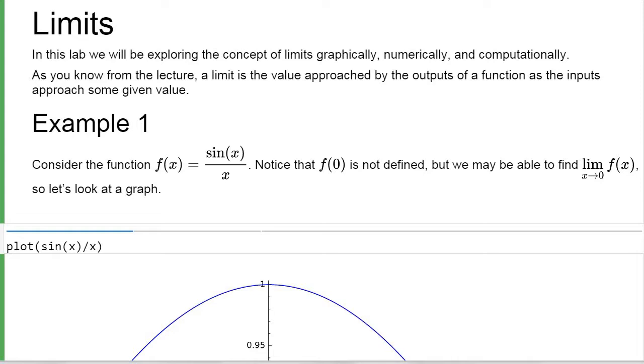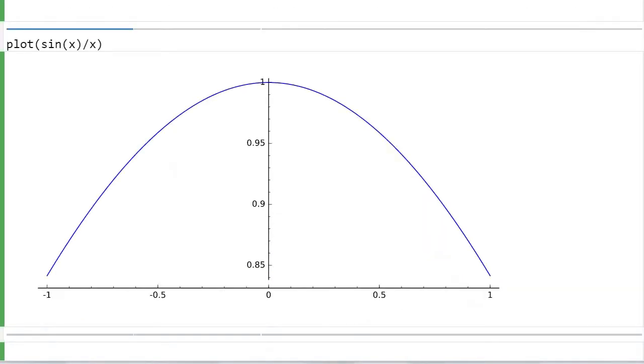So let's look at this first example. The function is sine x over x. Notice that f of 0 is not defined because you would get division by 0 here. But we may nevertheless be able to find the limit as x approaches 0 of this function. Even though f of 0 is not defined, the y values might get close to some fixed number when x gets close to 0. So first off, we'll just do this graphically.